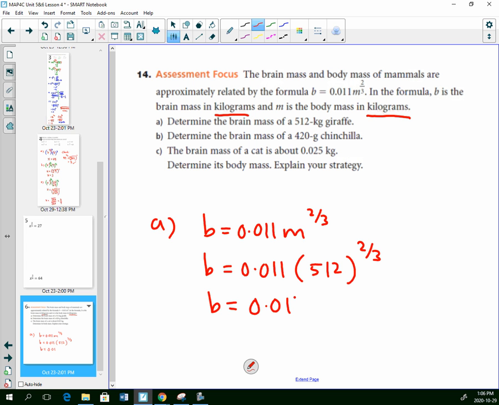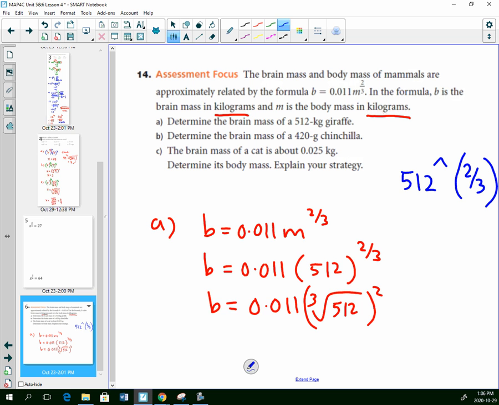So could you calculate 512 to the power 2 over 3? You could. You could just type it in your calculator. Just keep in mind, and I'm going to write it as a root. But keep in mind, if you are typing it into the calculator and you are using an exponent button, make sure you put brackets around the 2 over 3, or you'll get the wrong answer, okay? Because the calculator will only do what you tell it to do.